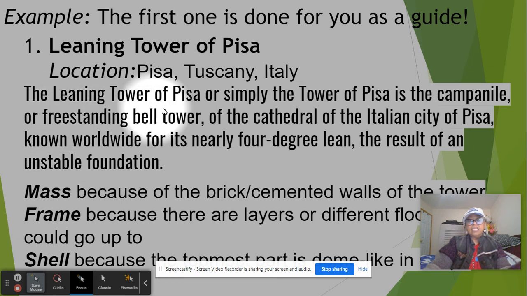So I said here, the Leaning Tower of Pisa, or simply the Tower of Pisa, is the campanile or freestanding bell tower of the Cathedral of the Italian city of Pisa, known worldwide for its nearly 4-degree lean, the result of an unstable foundation. Then ask yourself, is it mass, frame, or shell? It can be a combination of two or more, or all. Here, what makes it mass? Mass because of the brick cemented walls of the tower. Frame because there are layers or different floors that one could go up to. And shell because the topmost part is dome-like in shape.